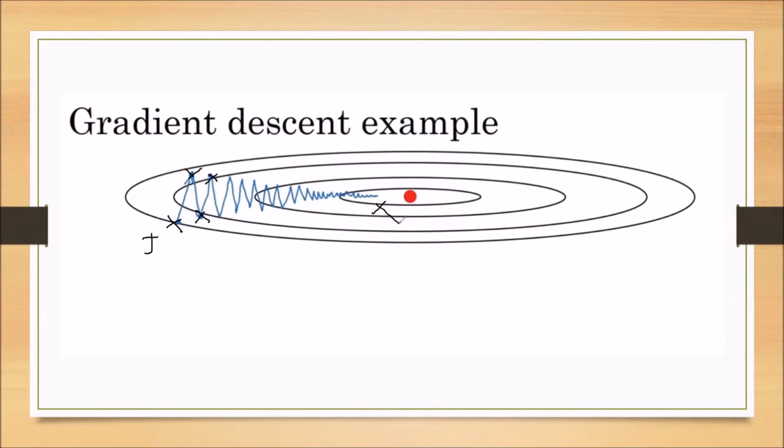If we can find a way to reduce these vertical oscillations, it may take fewer iterations to find the minimum value. That's why we always insist on taking a small alpha. If we take a huge alpha, then it may overshoot, it may take some divergent step.